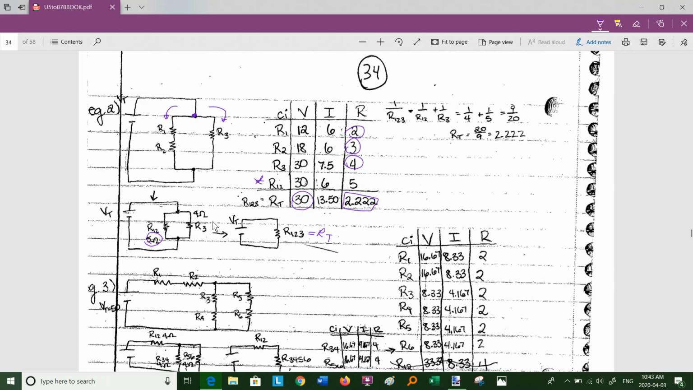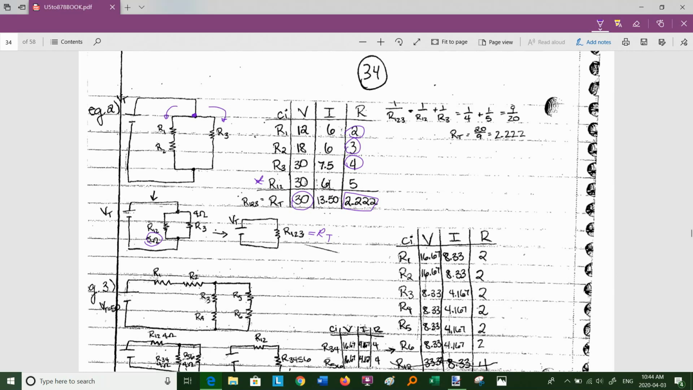And the total voltage was 30. So you have to have 30 across R12 and 30 across R3. I know the resistance, so I can get the current across R3 is 7.5 amps. The current across R12 is 6 amps. Notice how if I add those together, I get 13.5 amps. So I got 13.5 amps going in, 13.5 amps coming out.